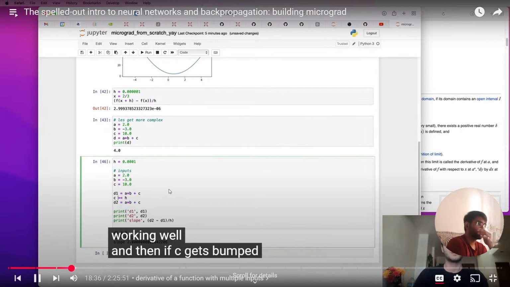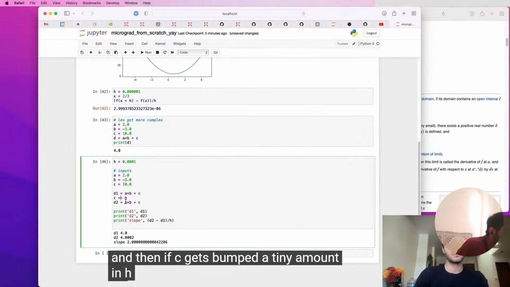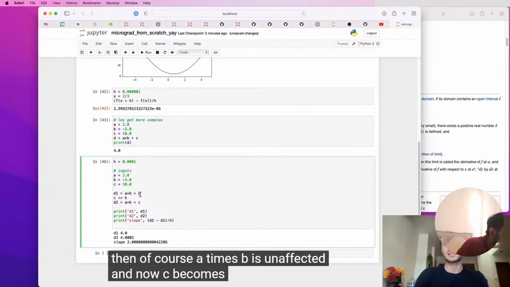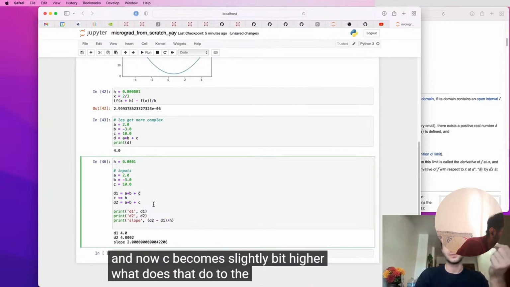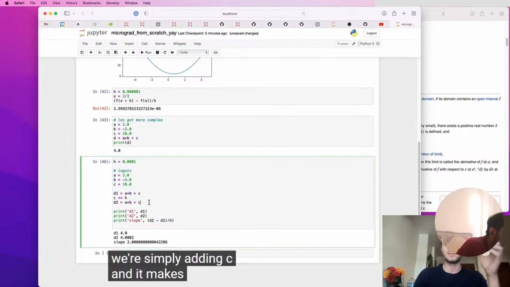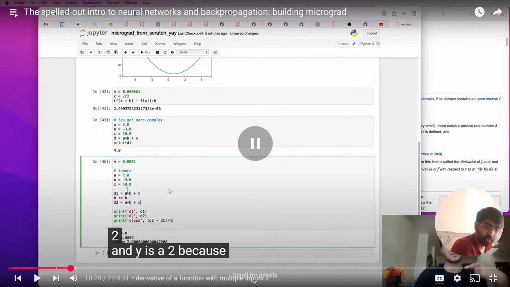Okay. And then if c gets bumped a tiny amount in h by h, then of course a times b is unaffected, and now c becomes slightly a bit higher. What does that do to the function? It makes it slightly a bit higher because we're simply adding c. And it makes it slightly higher too, because slope means the rate at which the function will change.